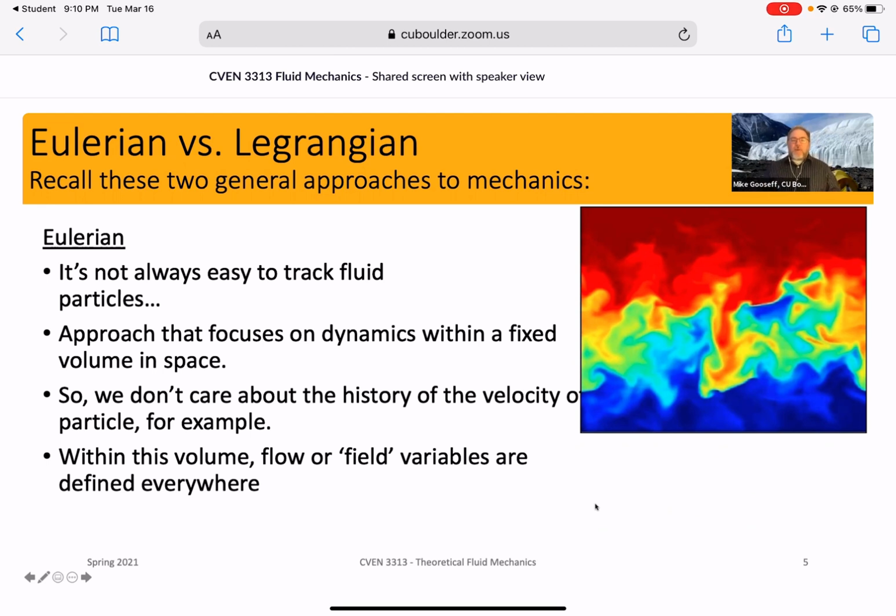But prior to that, Euler's approach was to say, it's kind of hard to track fluid particles. Why don't we just take a view of the world? I'm going to take a view and I'm going to look at what changes in front of me. So the approach focuses on dynamics within a fixed volume or in space. And we don't necessarily care about the history of or the velocity of a particle, for example. So we are looking at the world. Something comes into that view. We track how things are changing in that view that we have, and then we track what happens as things go. So within this volume, flow or field variables are defined everywhere, right? So we know exactly what's going on in our field, and we think about things coming in and things going out.